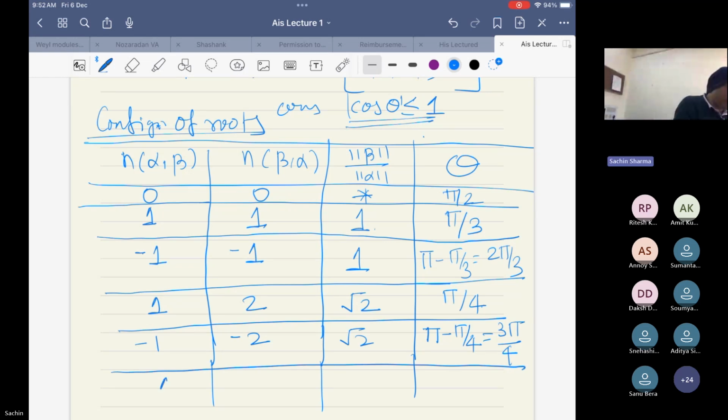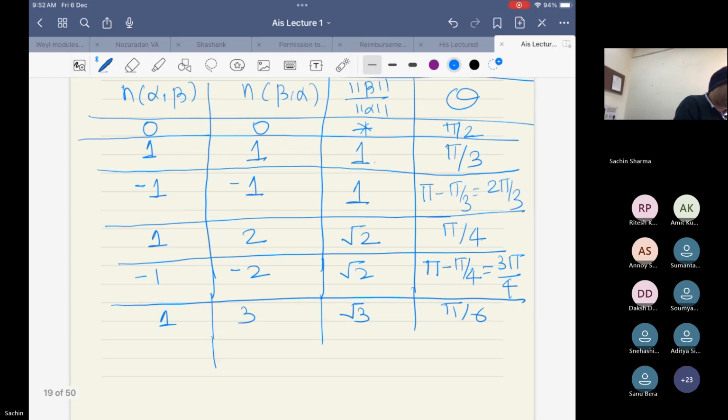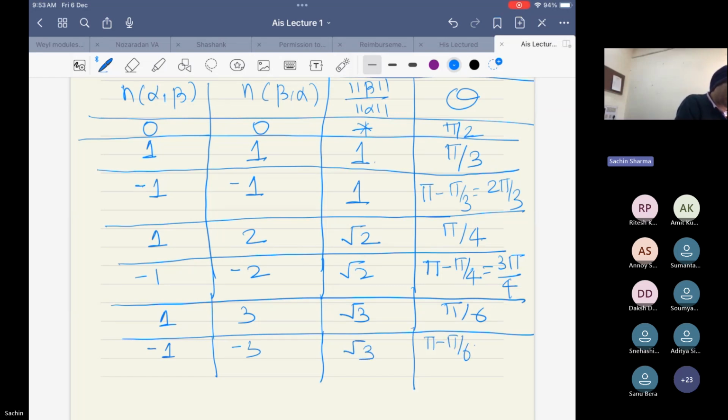Now again 1, 3. You will have √3. This will be pi by 6. For -1, -3, this is √3, and this is pi minus pi by 6, which is 5 pi by 6.